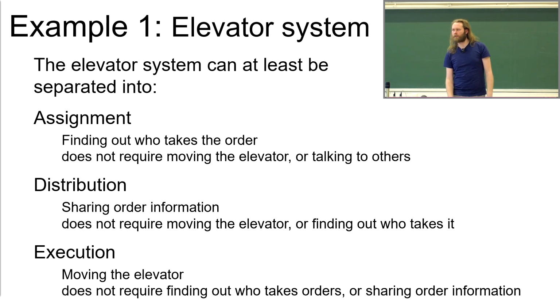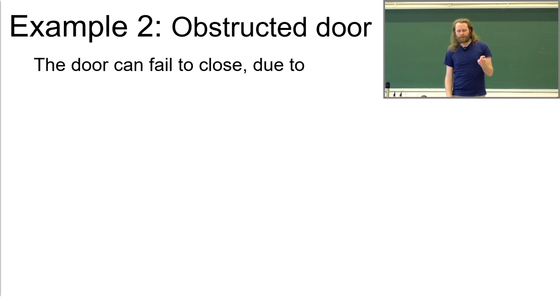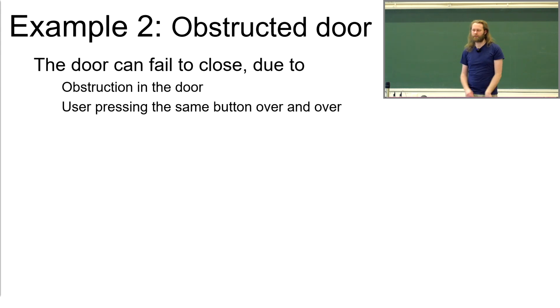Does that make sense? The criteria for this separation is the grouping of data that needs to be modified together. Here's another example. The obstructed door. I didn't include this in the state machine example at the top. The reason you don't have to redesign the state machine is that it's a separate state machine. So the door can fail to close due to the obstruction in the door or somebody pressing the same button over and over. I'm not 100% sure if the second one is actually part of the specification. I don't remember. But let's just assume for now that it is.